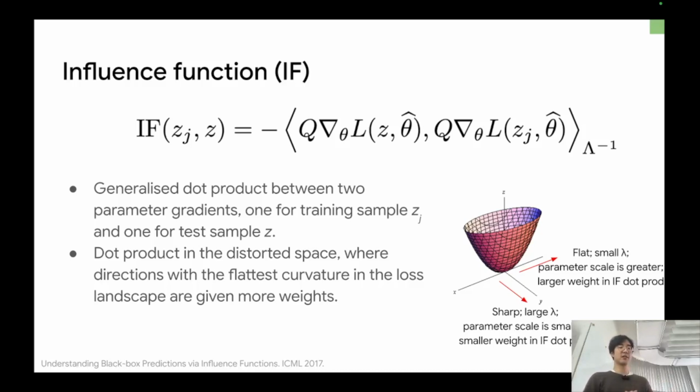So again, this is a generalized dot product between two parameter gradients, one for a training sample and the other one for a test sample. Again, this is in a distorted space, so you don't think of this as a Euclidean space, but depending on the dimension, you think of different scales. You have different scales for each dimension.